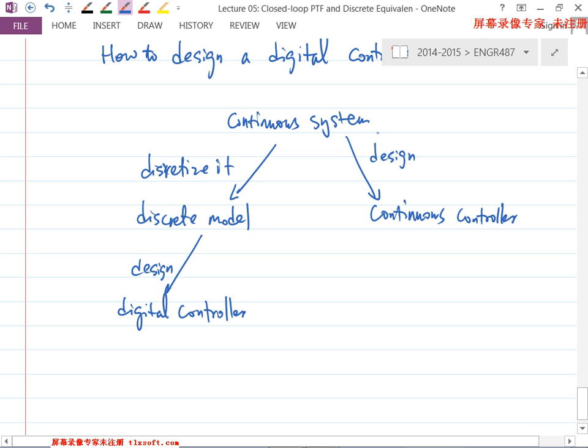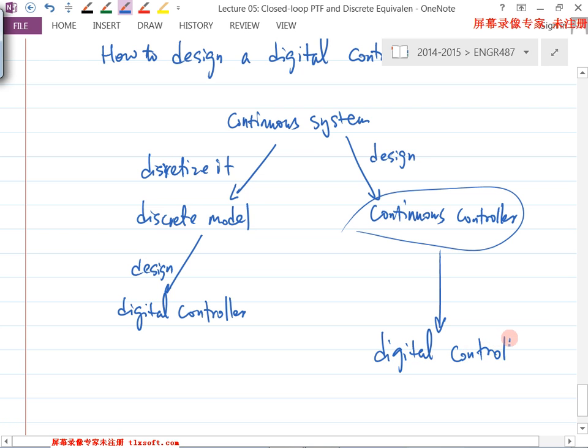Now the question is, if I'm just lazy and I don't want to go through this step here, you already have this continuous controller. How can we not go through this branch and go directly from here to a digital controller? From here to here is what we call the discrete equivalent. It's basically an emulation process.